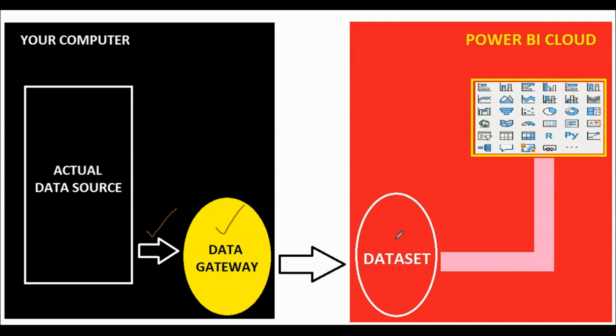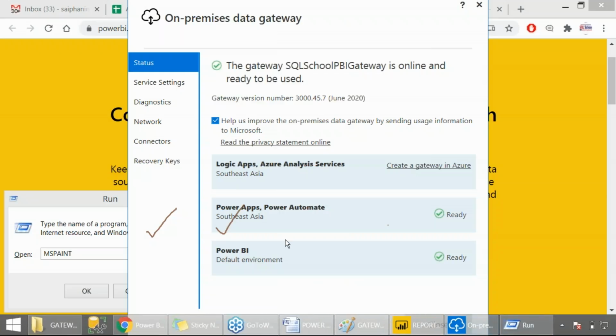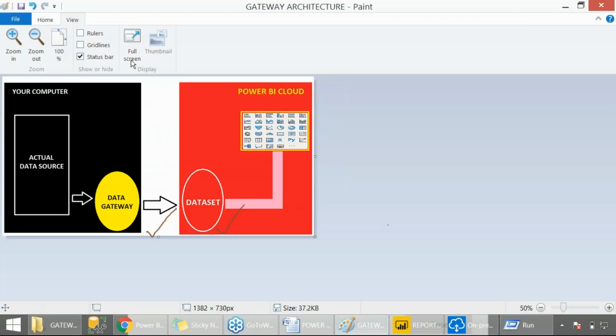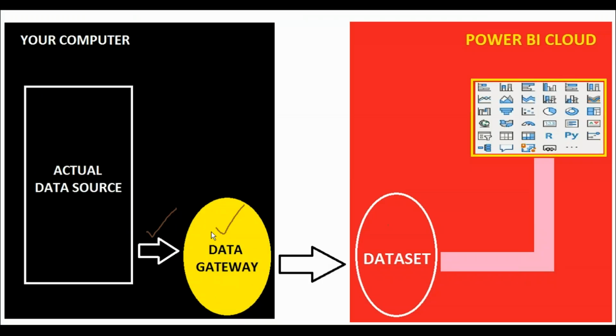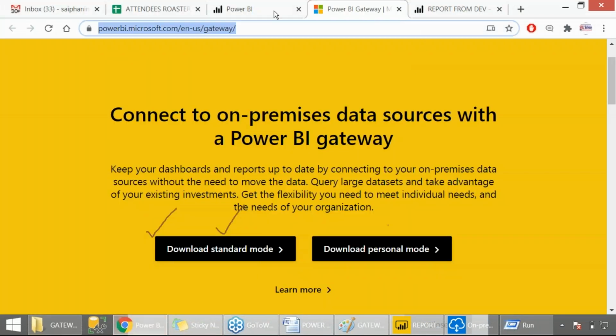Now we need to come to Power BI Cloud, right side. Here we go. So far we understood: number one, download and install the yellow box. Number two, dataset configurations. Go to Power BI Cloud.